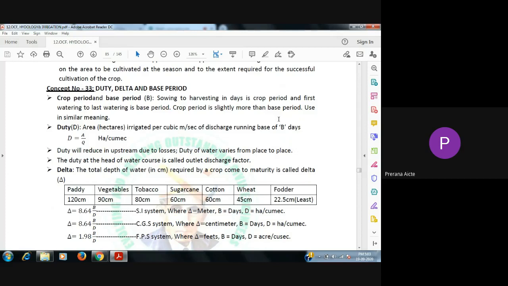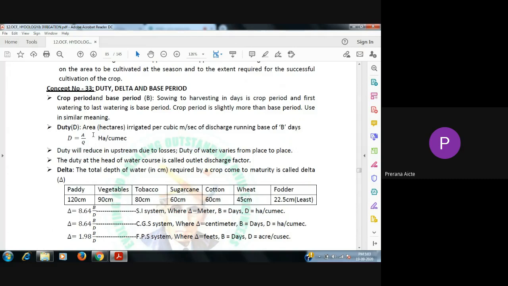After first watering to last watering is the base period. The base period also includes the preparation period, whereas in the crop period it is only the first watering to the last. The crop period is slightly more than the base period, though they are used with similar meaning. The base period is the total period. I will correct it and send it to you.